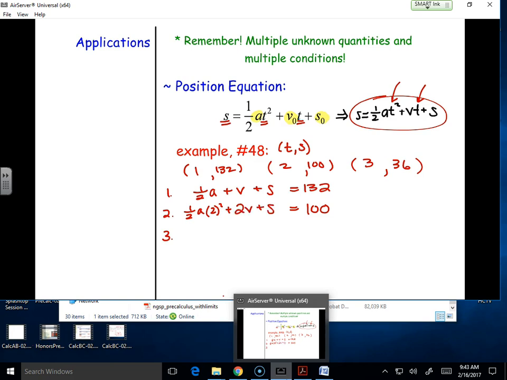Some of you are noticing this looks ugly, so that's 4 over 2, that's 2a. That looks a little bit nicer, so we'll make that 2a. And if I plug in my third point, I get s equals 36. I get 1/2 a times 3 squared plus 3 times b plus s. And Tyler's back here saying, you know what? We could just make this 9/2 a.